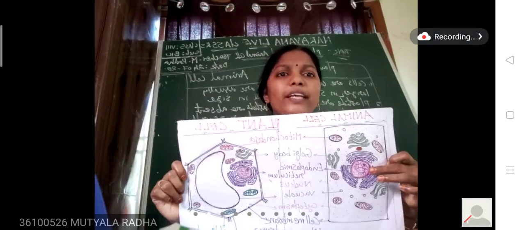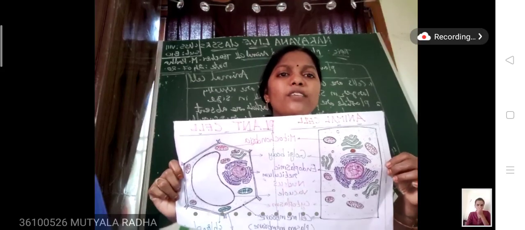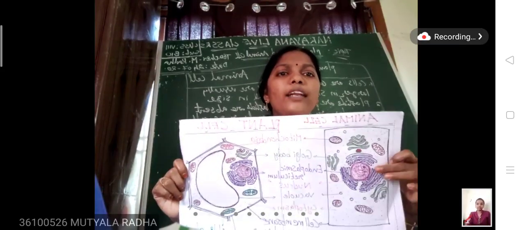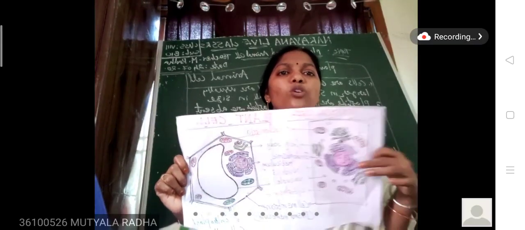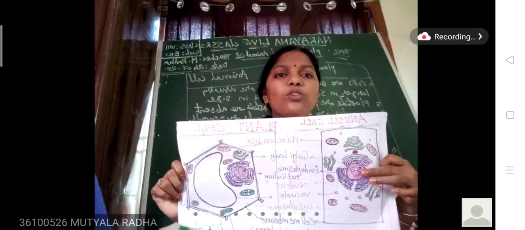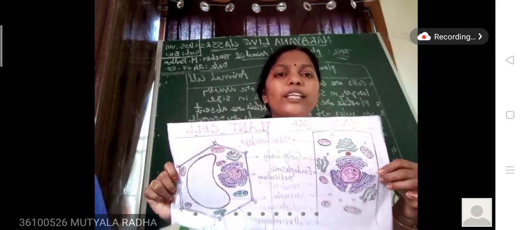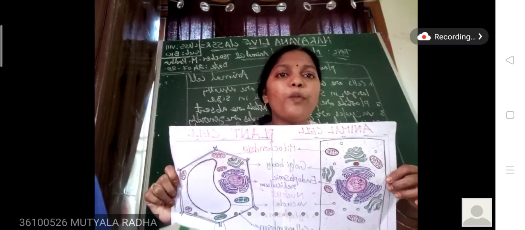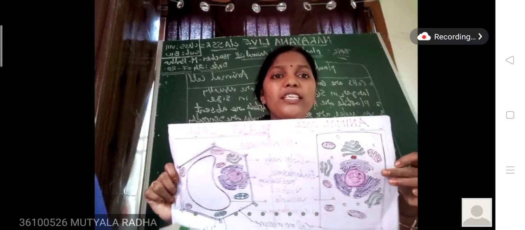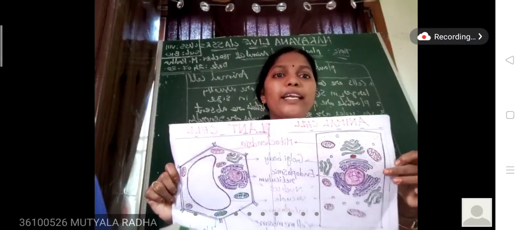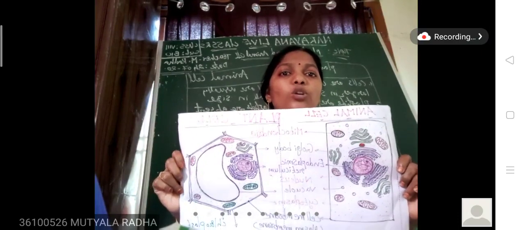The nucleus was discovered by Robert Brown. The cell was discovered by Robert Hooke in 1665. The fluid in the nucleus is called nucleoplasm. Nucleoplasm and cytoplasm together are called protoplasm. Protoplasm was discovered by Purkinje, as I already told in the last classes. Protoplasm has two types: cytoplasm and nucleoplasm.